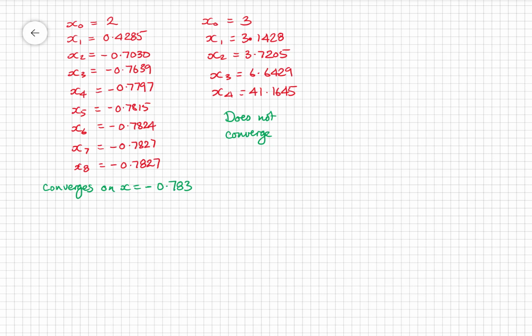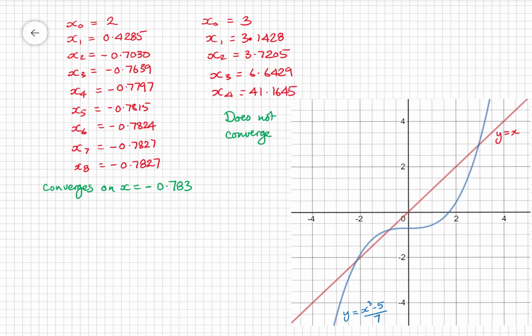In order to begin to understand what's going on, here is a graph of the situation. We've got in red the graph of y is equal to x, and in blue y is equal to x cubed minus 5 all over 7. The 3 places where the curve intersects the line y equals x are the positions of the 3 solutions to the original equation. With a starting value of minus 3, the diagram will look a little like that.